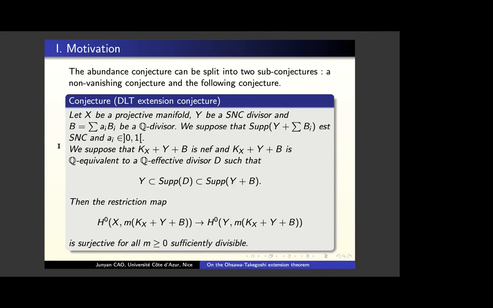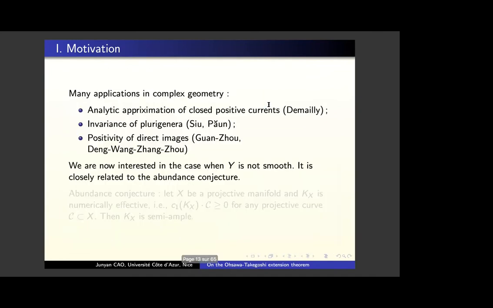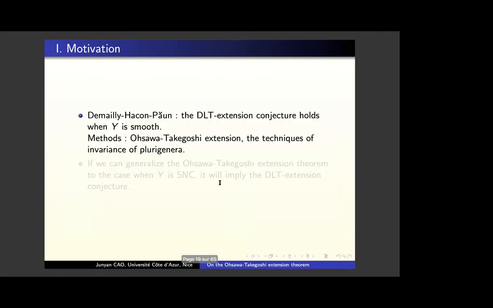So as I explained before, to have a control on its L2 norm, if Y is smooth, we can find an extension with a control on its L2 norm. And for the curvature condition, which we explained before, it corresponds to this inclusion. It's also explained in their paper. But unfortunately, at the moment the Ohsawa-Takegoshi extension theorem is only proved in the case where Y is smooth. In their paper, they could only prove the DLT extension conjecture under the assumption that Y is smooth.